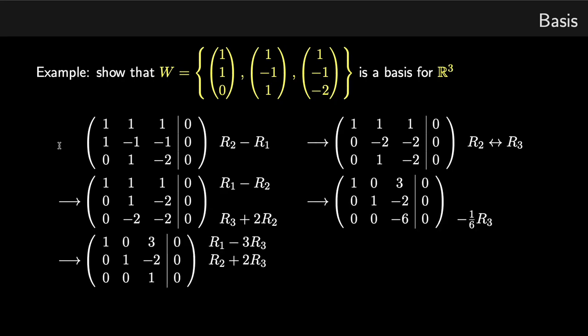Going through the steps, we eventually get down to the reduced row echelon form, and we can see we have the identity matrix to the left of the partition, which means that W is a linearly independent set of vectors, and therefore W is also a basis for R3.